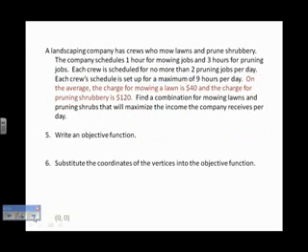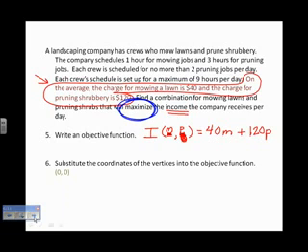Okay, now let's take a look. Let's do one point at a time. So the first vertex I had was 0, 0. Now let's think about this. If you do not mow any lawns and you do not prune any shrubbery, unless you're magic, you're not making any money. So this is 0. You don't even have to do the math there. Use your brain.